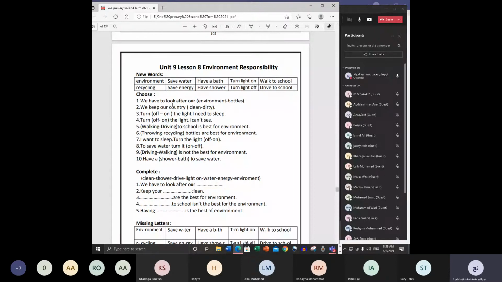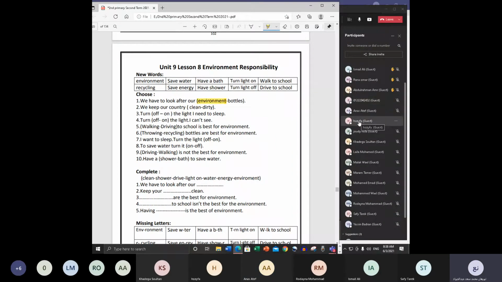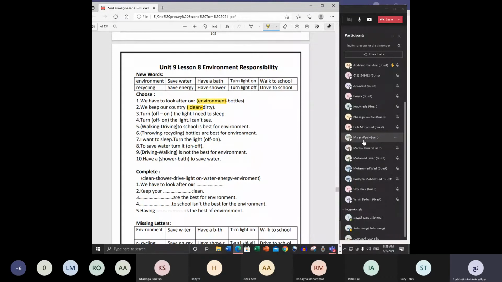Number one, Anas Atif. Yes, Anas, please. Number one, we have to look after our environment. Thank you, Anas. Excellent. Number two, Huzaifa. We keep our country clean. Excellent. Thank you. Number three, Malak Wael.